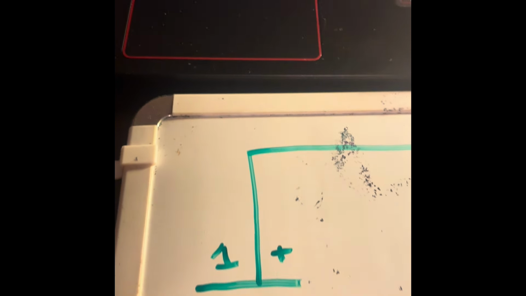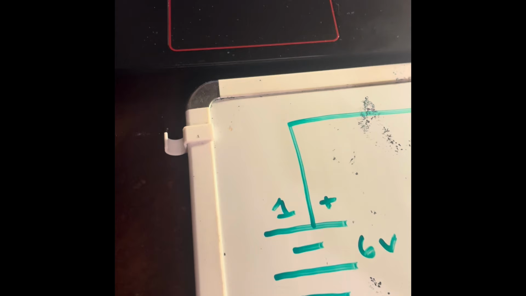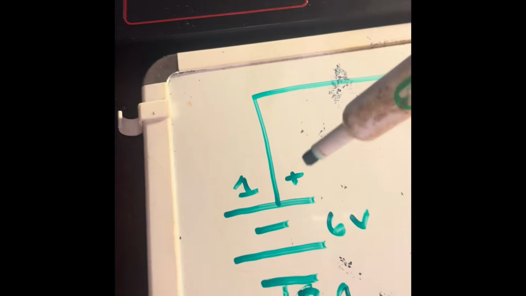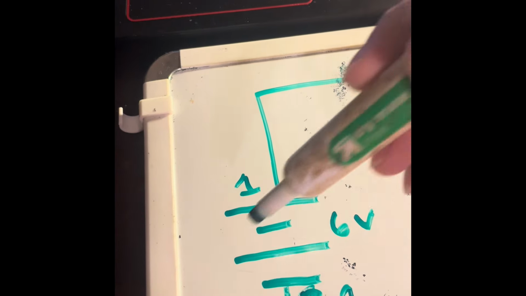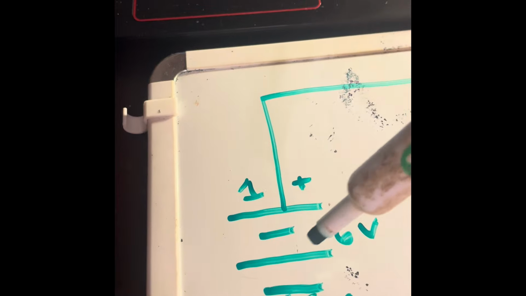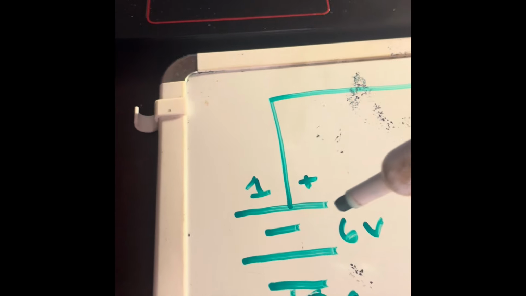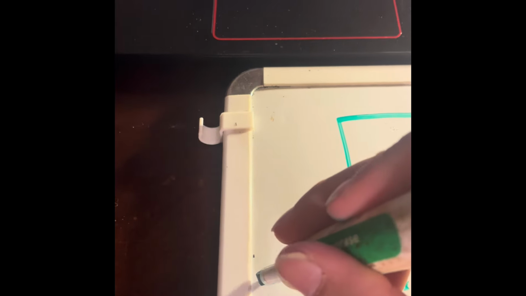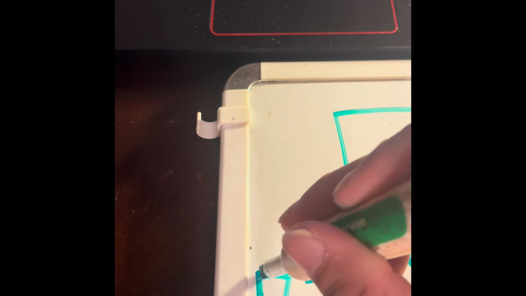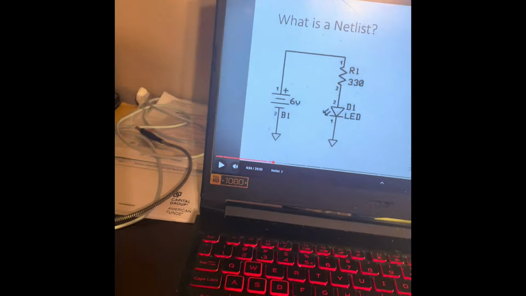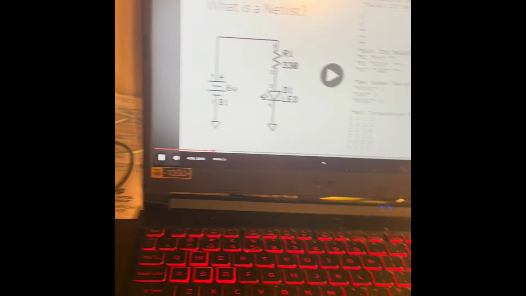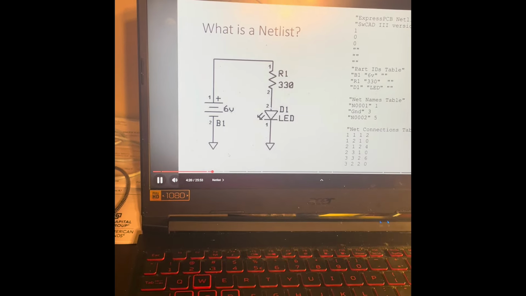Okay, so from that, we can gather that when it's going in and out like this, like a big line and a small line, and a big line and a small line, that is a battery. So we just draw this right here. That's a battery. Let's go back here. Battery, resistor, and an LED.